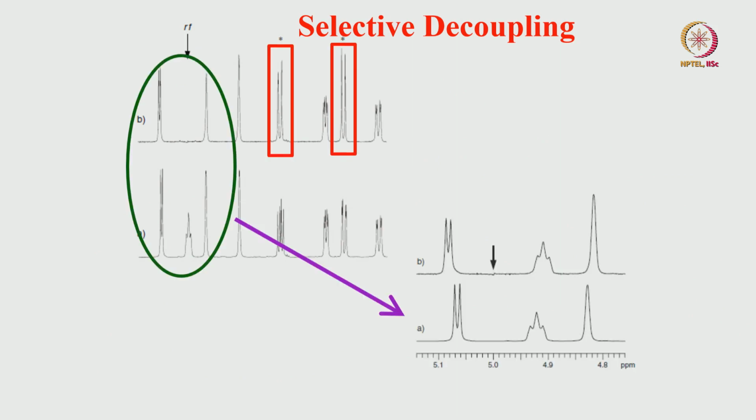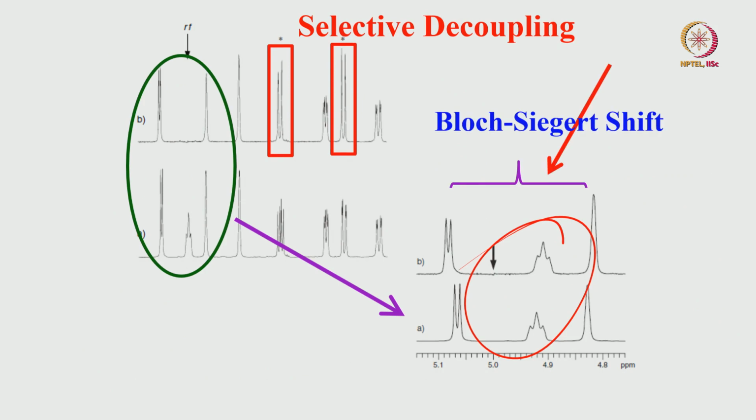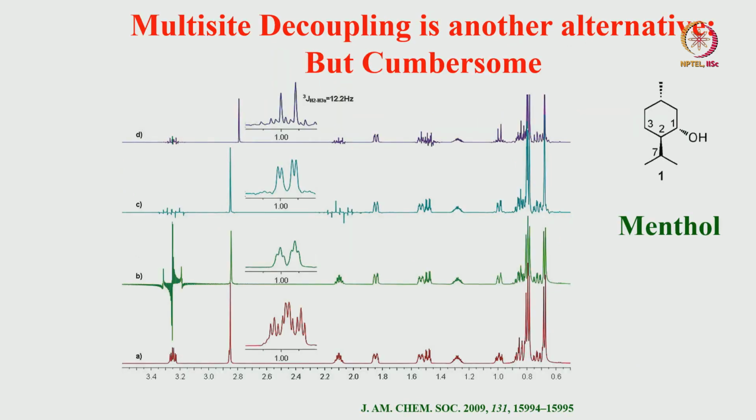When you do selective decoupling like this, there are many complications. This type of thing is called Bloch-Siegert shift, you don't worry about it. This is what we discussed in one of the previous courses, I will not go into that. But we can also do one more experiment called multi-site decoupling. It is another experiment, but a little cumbersome.